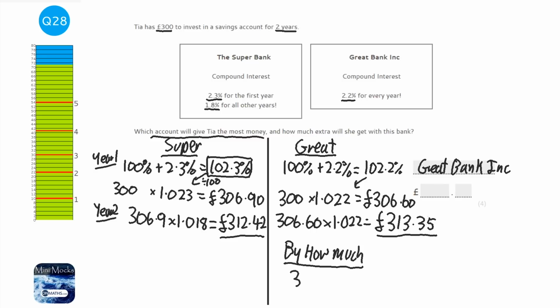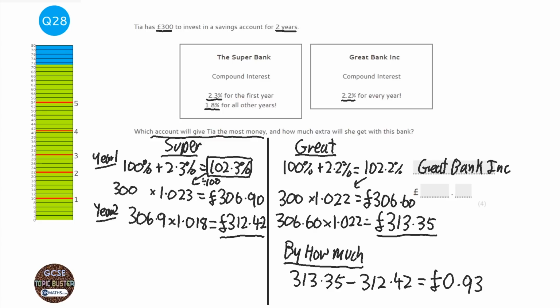So I'm going to do 313.35, take away 312.42. So 313.35, take away 312.42. And I get the answer of 93p. So £0.93. Now, if you hadn't rounded both of those, you might get a slightly different answer.